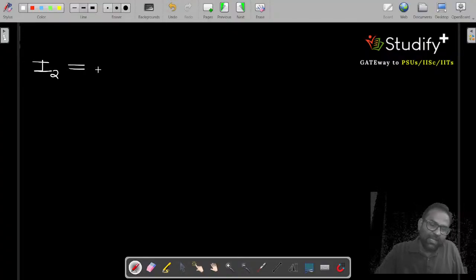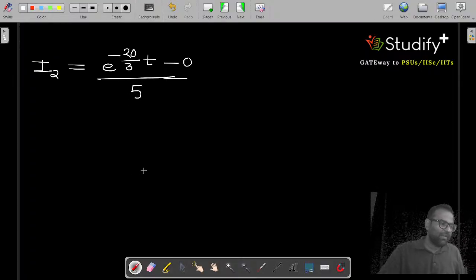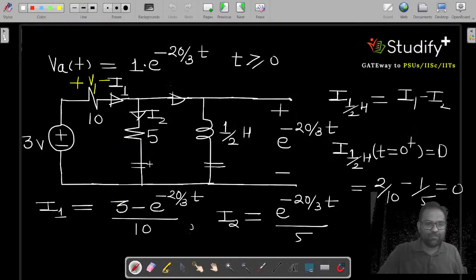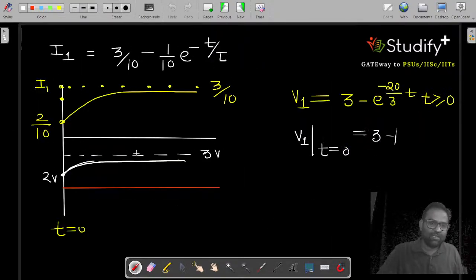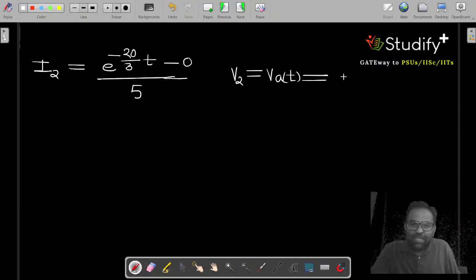I2 is given by e to the power minus 20 by 3 t minus 0. This is the potential difference divided by resistance. And what is the resistance we are having? We are having 5 ohm resistance. When you look at this, what is the resistance here? 5 ohm resistance. And what is the potential across it? Let me call this potential V2, but V2 is the same as VA, because these components are connected in parallel, and this potential is e to the power minus 20 by 3 into t.